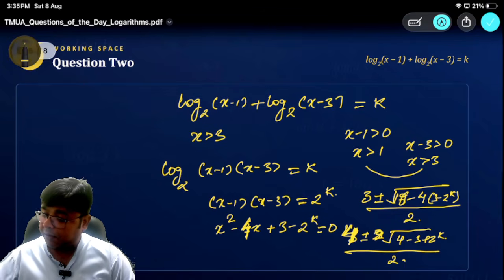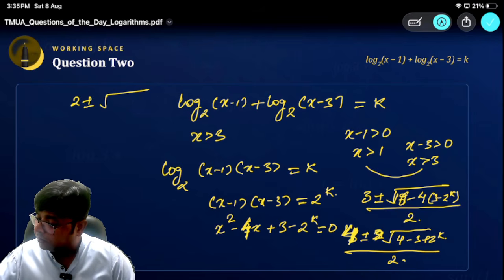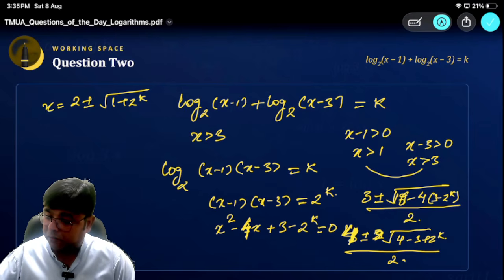Now this will give me two values. If I divide by 2, I'll get 2 plus minus under root 1 plus 2 to the power k. And this is the value of x, the root.